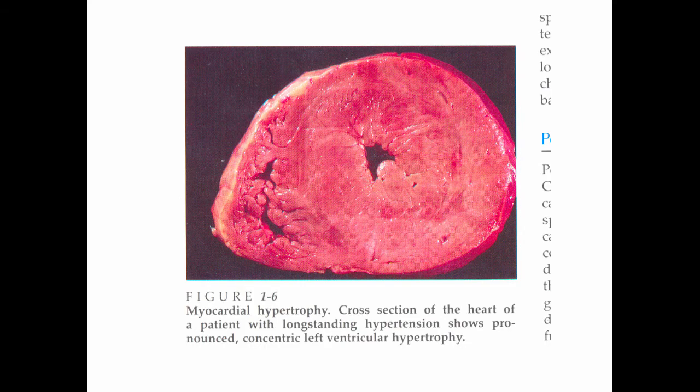The opposite of atrophy is hypertrophy. And with hypertrophy, we don't get an increase in cell number, but we get an increase in cell size. Okay? What we're looking at here in this picture is myocardial hypertrophy. And specifically, this is a left ventricular hypertrophy, meaning that the muscle of the left ventricular wall has increased in size and thickness. Okay? And if you notice, it has decreased the chamber size.